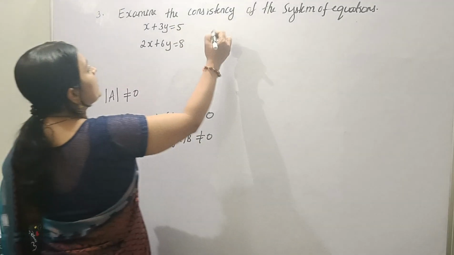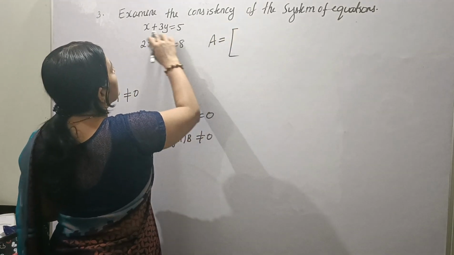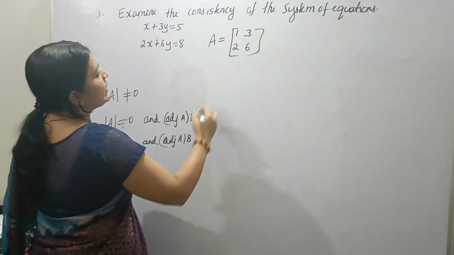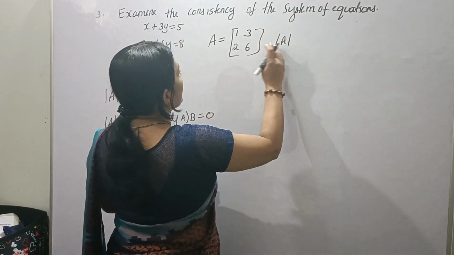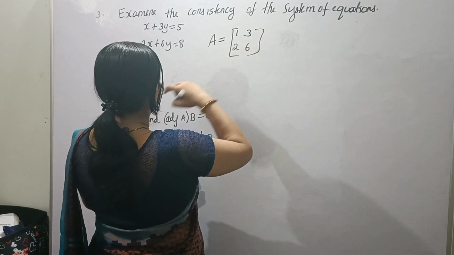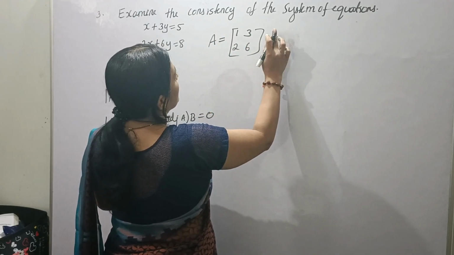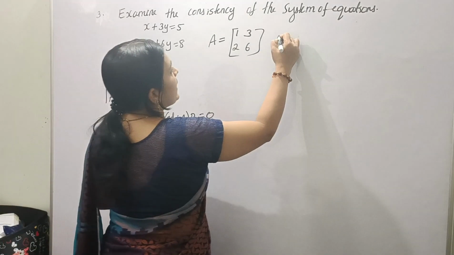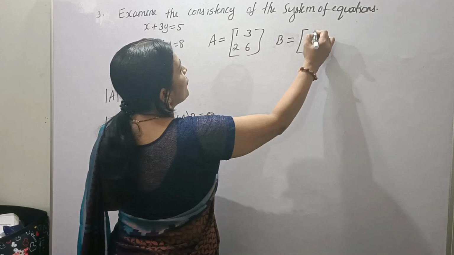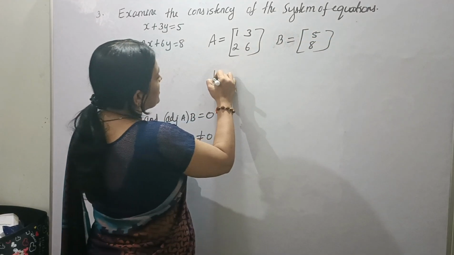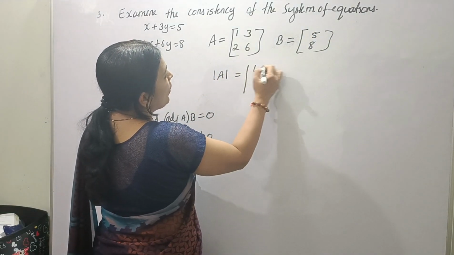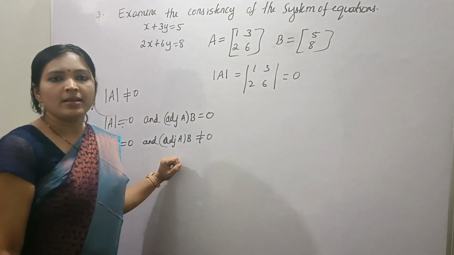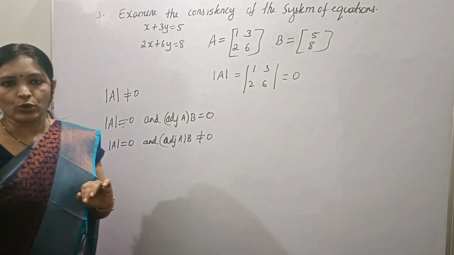Okay, now let's write matrix A, that is coefficients 1, 3, 2, 6. Then find its determinant. No need of writing x because here no need to find the values of x and y, right? So just write B. B is 5, 8. Then find determinant A, that is equal to 1, 3, 2, 6. That is equal to 6 minus 6, 0. See, here we have got determinant A is equal to 0.